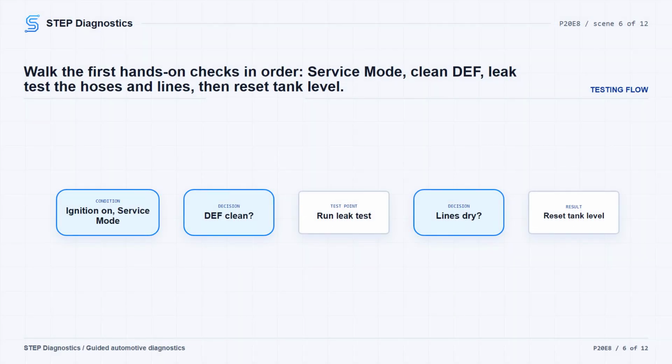Put the ignition on with the vehicle in service mode. Check the reductant fluid for contamination first. If contamination is found, correct that condition as needed before going further. If there is no contamination, run the reductant system leak test and check the hoses and lines for leakage. If the hoses or lines are leaking, repair or replace as needed. If there is no hose or line leak, perform the reductant fluid tank level reset.